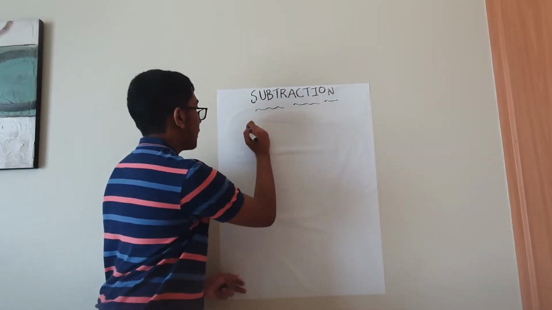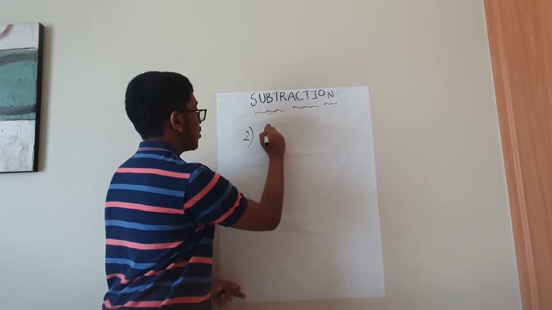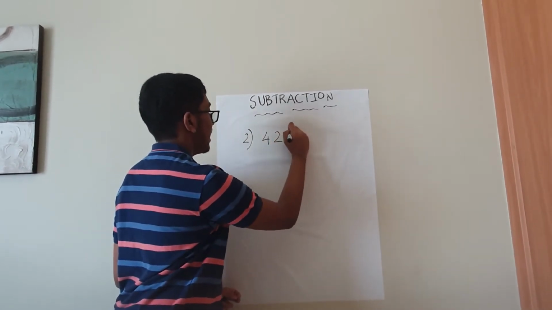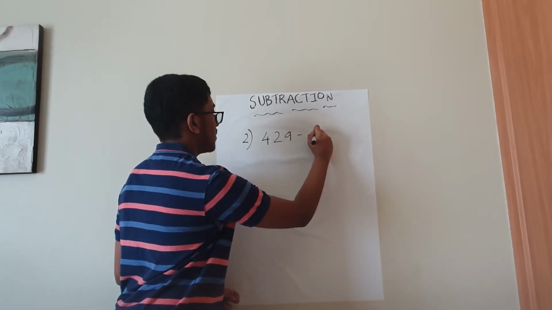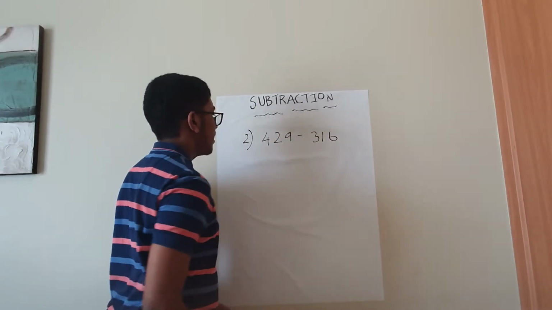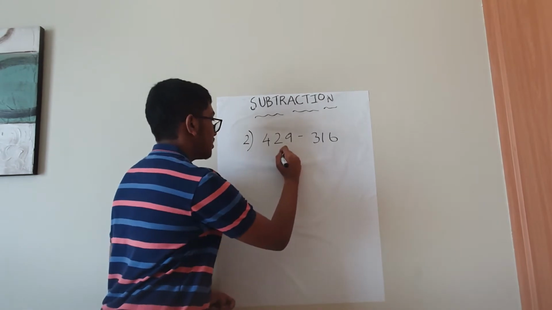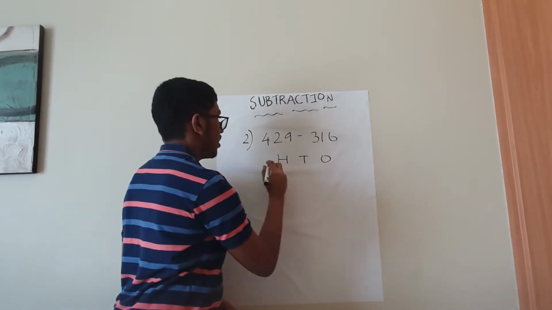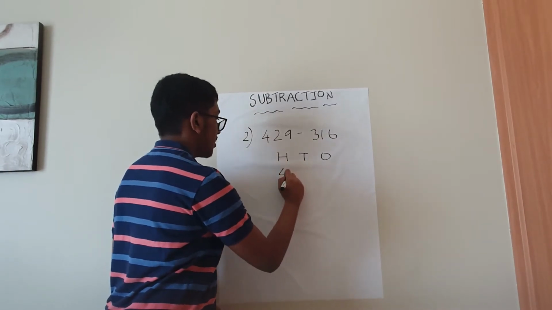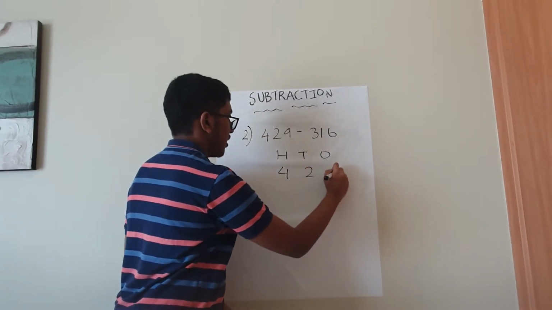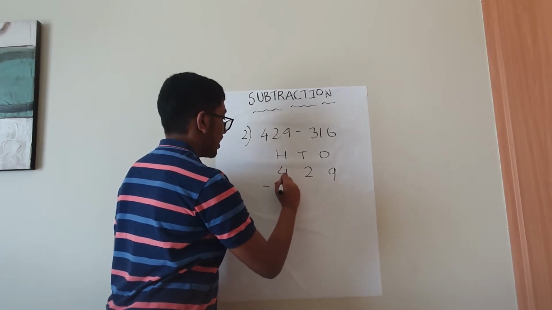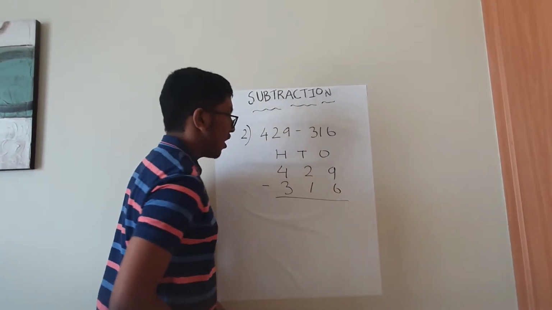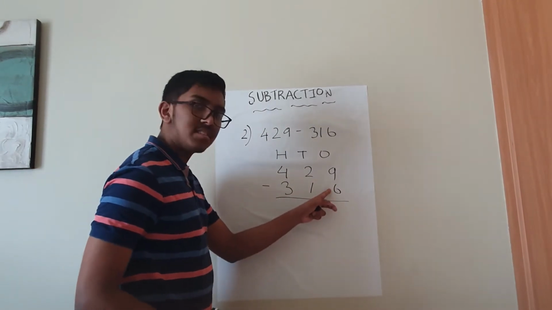Example 2. 429 minus 316. Again, you write the HTO, HTO, and you enter 429. You put the minus sign and you enter 316.